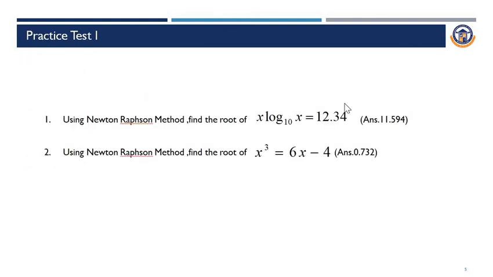Now this, we can take as practice. Once again, this equation x log x equal to 12.34 something is nothing but a transcendental equation. Now this equation you can say is an algebraic equation. It is a cubic equation, x cube equals 6x minus 4.